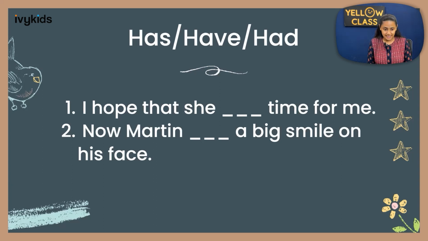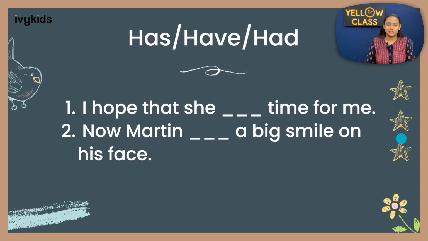So the first sentence says, I hope that she dash time for me. The sentence is in present. Now you have to quickly tell me what will be the answer. Look at the sentence, observe it, and then write. Write down your answers, everybody, in the comment section so that I can reveal the answer to everybody. I hope that she dash time for me. Come on.